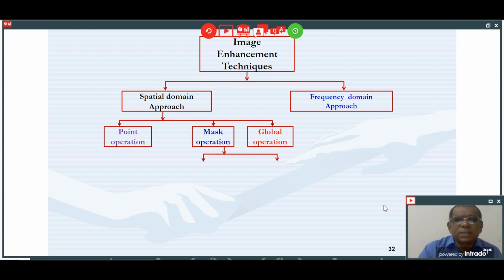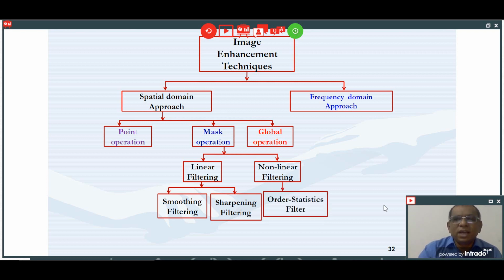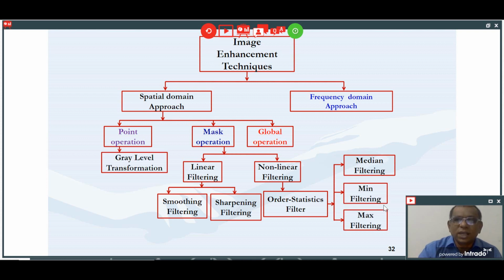Mask operation means with respect to a group of pixels we are doing the operation. The mask size can be either 3 by 3, 5 by 5 or 7 by 7. In mask operation, we have two broad categories: either linear or non-linear filtering. Examples of linear filtering are averaging, low-pass filter or smoothing filter. The opposite action is a sharpening filter or high-pass filter. Non-linear filtering classic examples are order statistics filters, which can be minimum filter, maximum filter, or median filter. So three different categories are shown here.